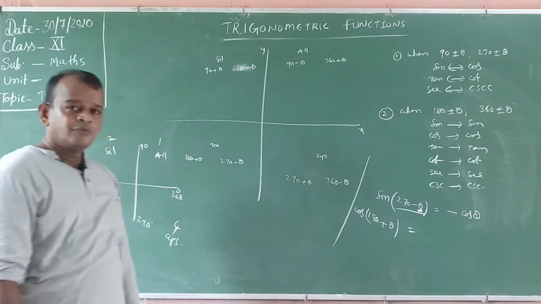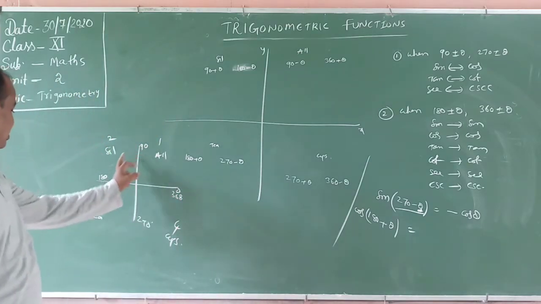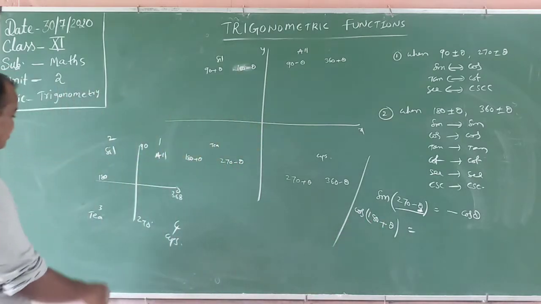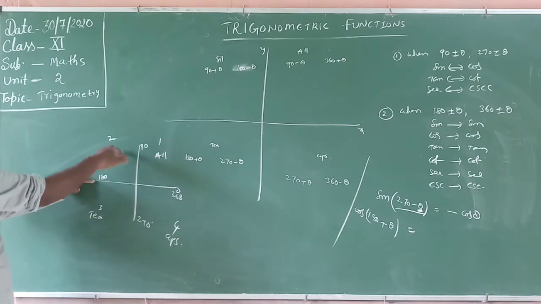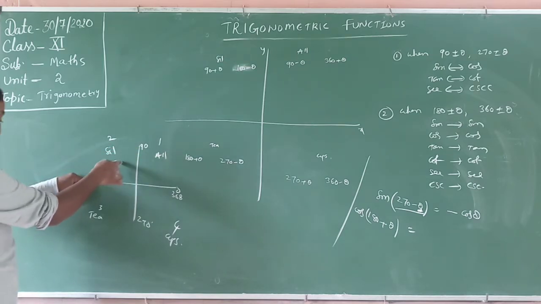I'm thinking, first 180 plus theta. Now you have to 0, 90, 180, 270, 360. 180 plus theta. Here, 180 plus theta. Plus theta means this side or this side? Exactly, this is 180. Below means 90 to 180. 180 minus theta means below.